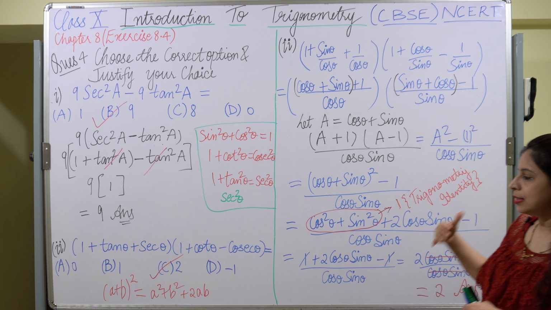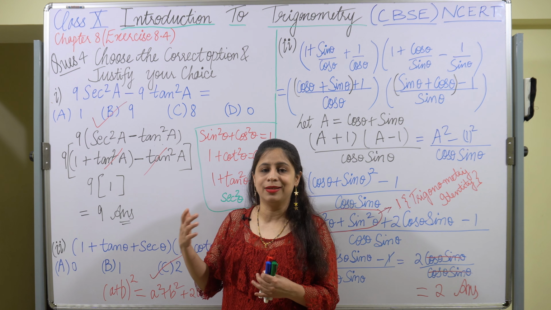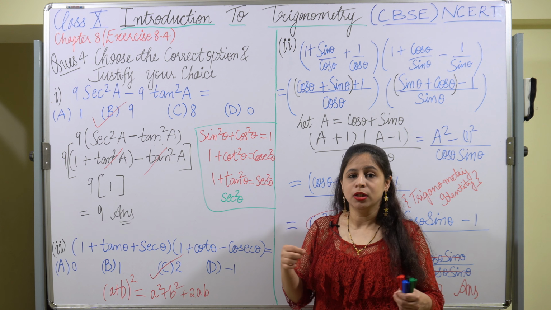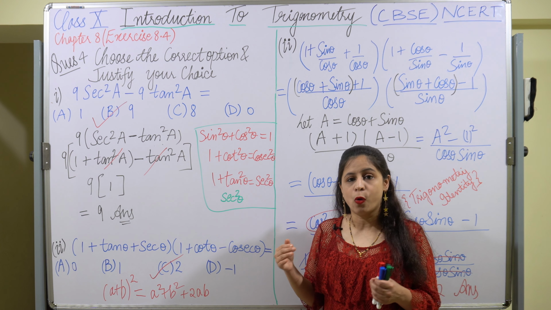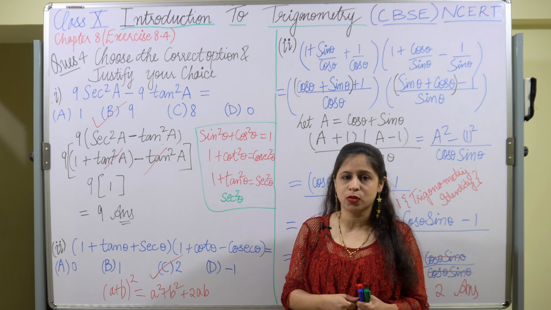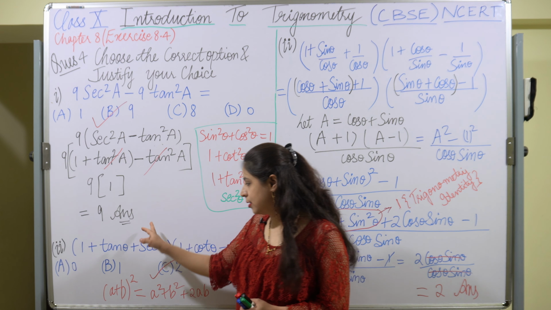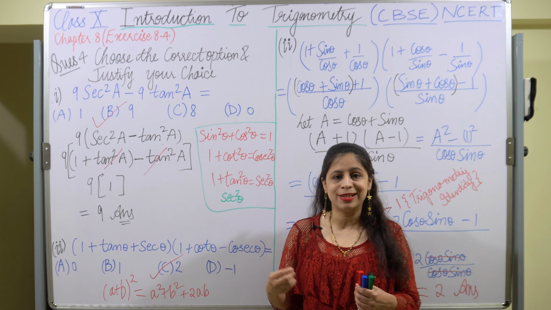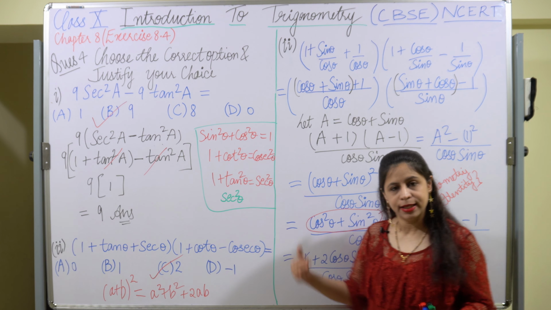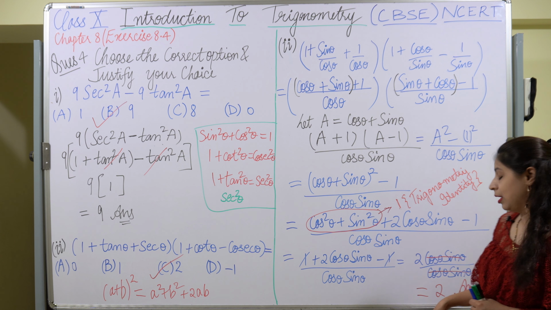So the method is that if you are not getting how to solve it, firstly convert the tan to sin and cos. Convert all the trigonometric ratios into sine and cos, and then start solving it. There is surely another method also for solving this, but the easiest way is to convert into sine and cos and then start solving the question. So ultimately we are getting the answer as 2.